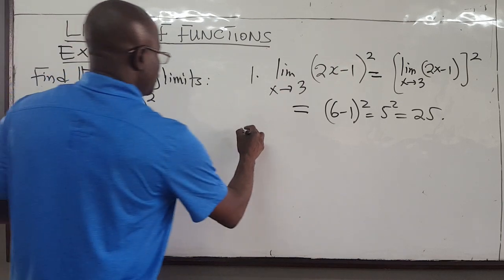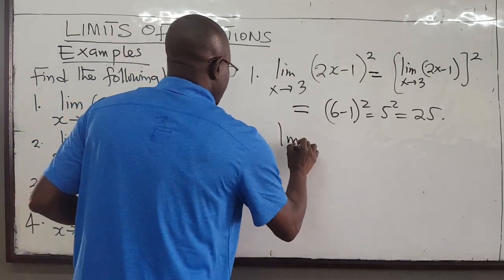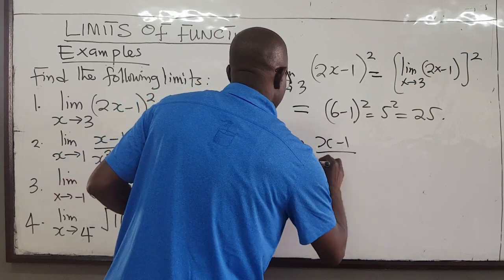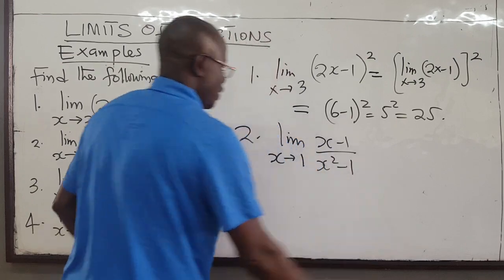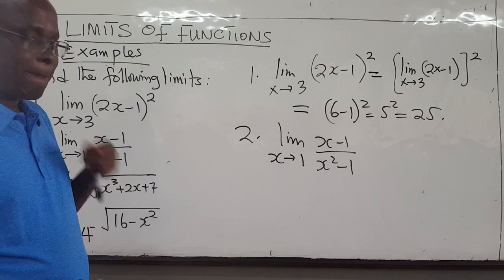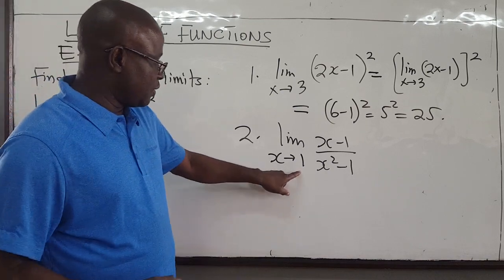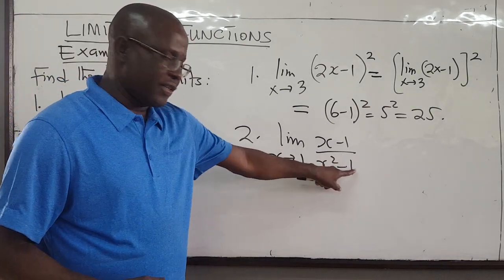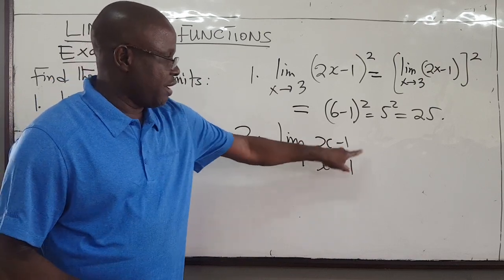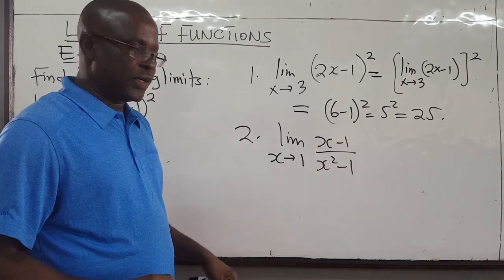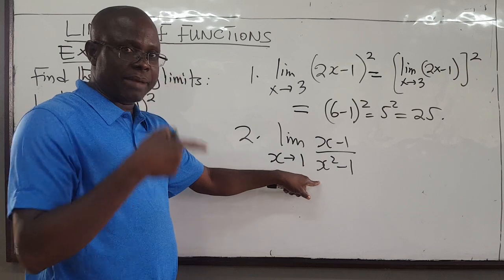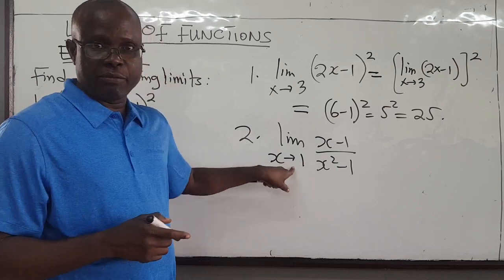Then number 2, you want to find the limit as x approaches 1 of (x minus 1) all over (x squared minus 1). Now here you have to be a bit careful, because when x is equal to 1, the denominator is 0. So x equals 1 is not in the domain of this function. And so what you do is try to simplify this function and see whether some terms will cancel out before you find the limit.